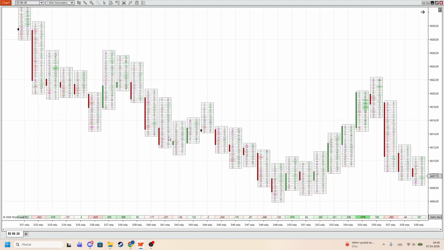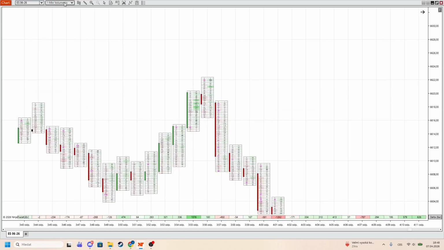So this is a footprint chart of ES. I use the 1 minute, and I'll just quickly show you.